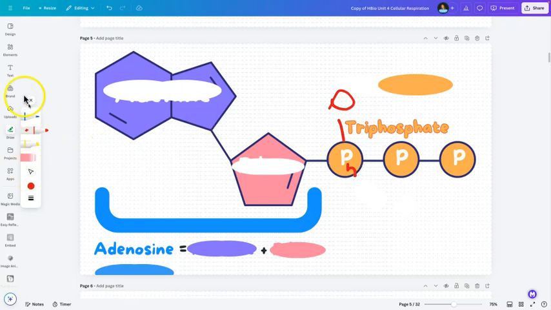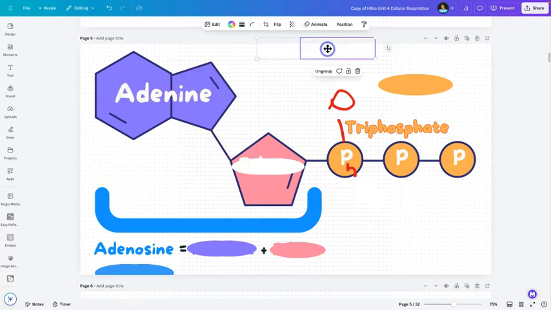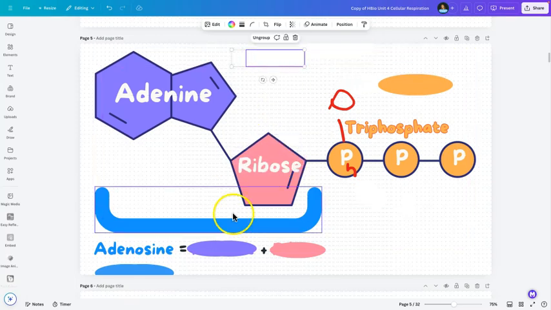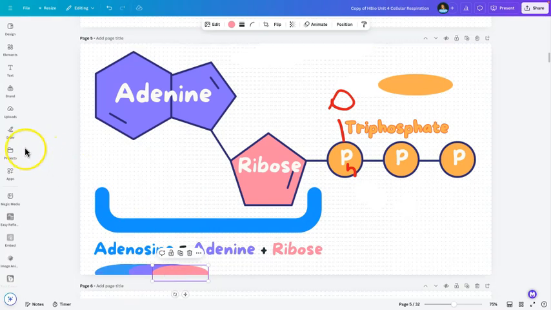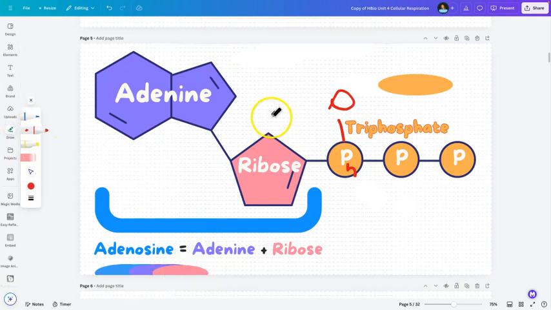And I know nobody's going to know these, so I'm just going to give it to you. Adenosine is adenine and ribose. And what you have to know about my ribose is that it is a 5-carbon sugar. And that's why it's the structure of a house. It has a 5-carbon sugar.